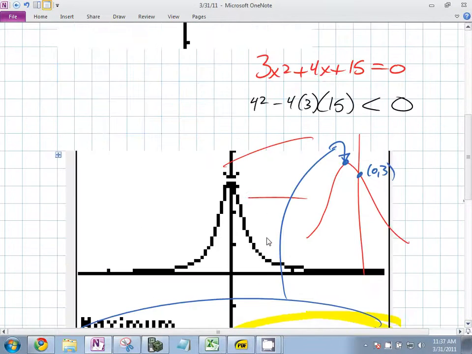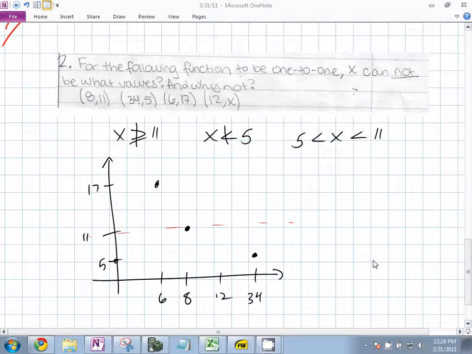Okay. It has to be always increasing or decreasing. So for this to be a one-to-one function, this thing is going to be always decreasing. So it has to be less than 11 and it has to be... Why can't it be 4? Like, why can't you put the point there? Because then it would go down and then back up.